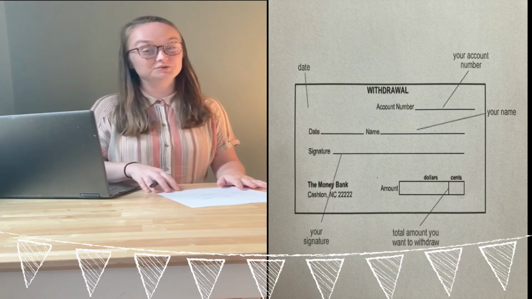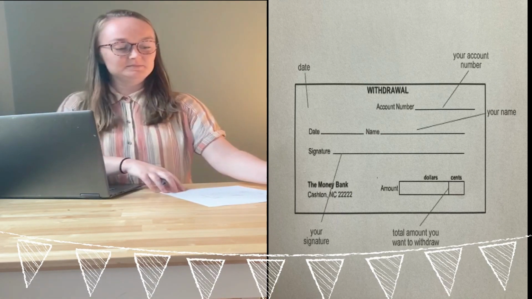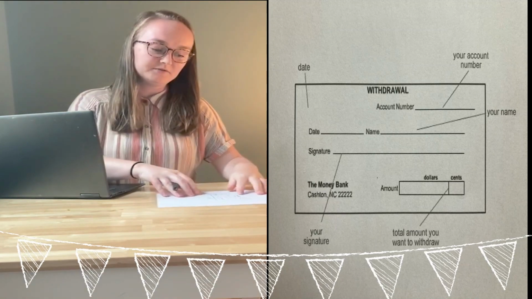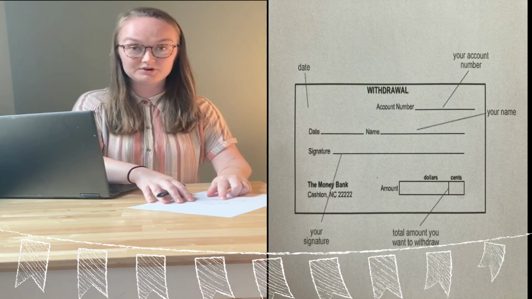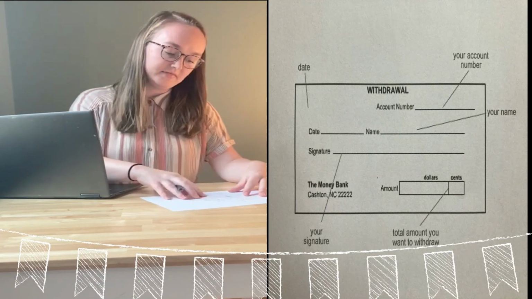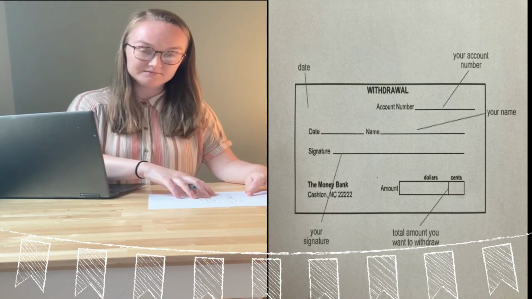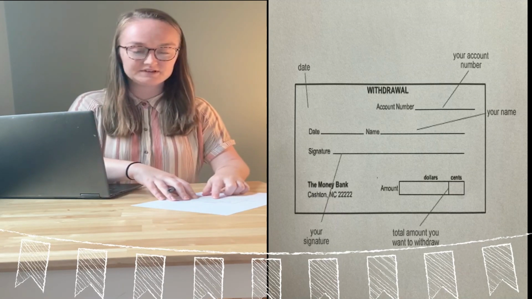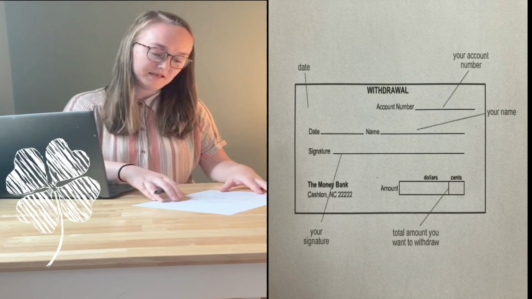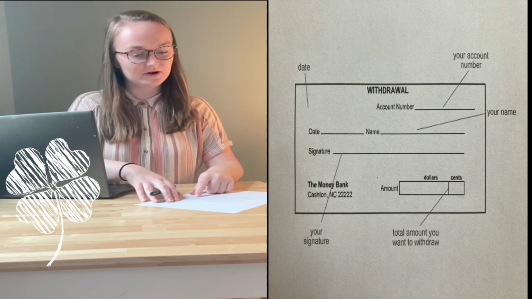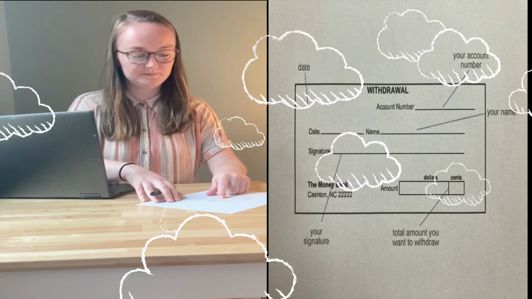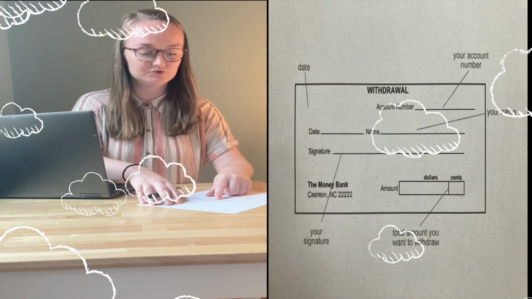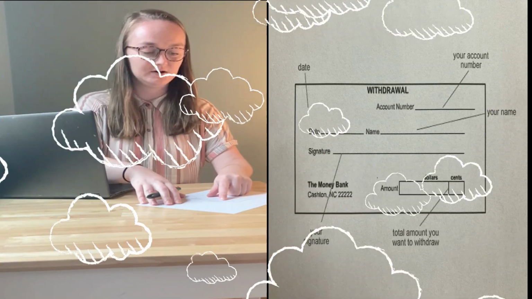If you would like to withdraw money from your account, please first fill out this form. So to fill out the form, write your account number here, and then write the date here, today's date, and then write your full name, first name, and then last name. And don't forget to sign right below your full signature, and then write the amount of money that you would like to withdraw from your account today, right here.